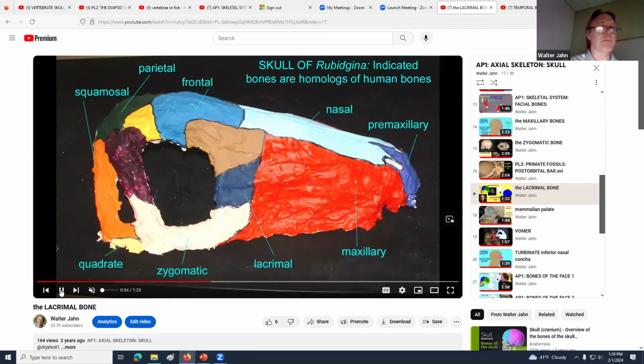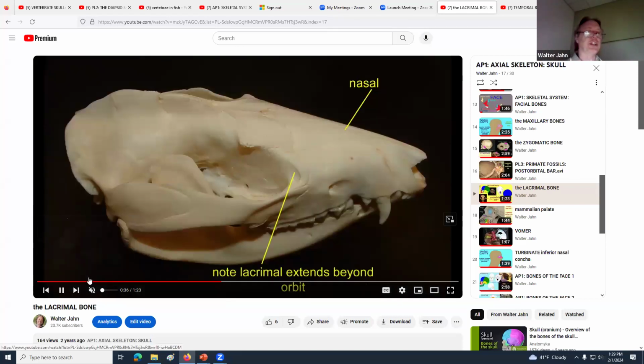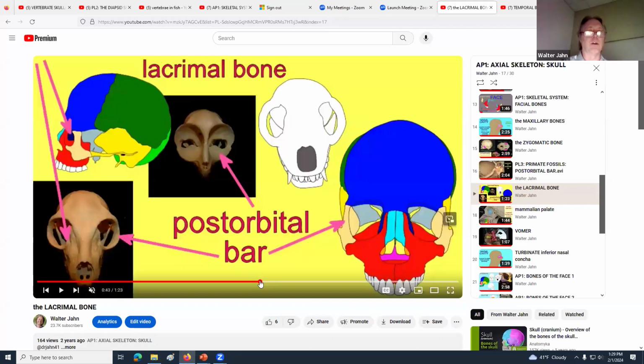And then by the time we're getting into the primates, it's just confined to the eye. So here's an opossum. It's almost confined to the orbit, but it's a little bit outside the orbit. By the time we get to the primates, it's just in the orbit. So the lacrimal bone is old, but it's gotten a little smaller as time goes on.